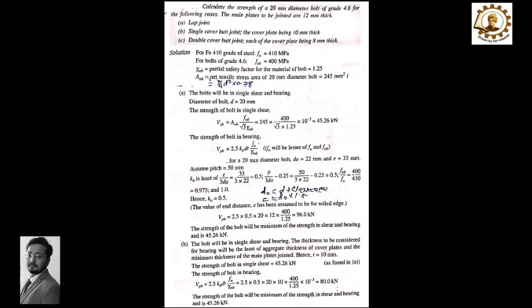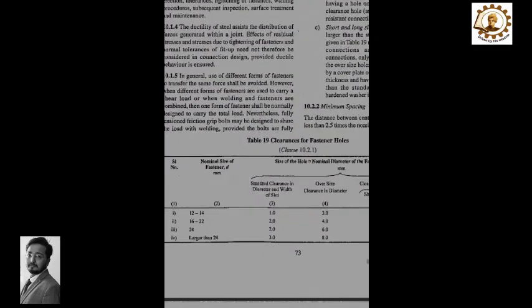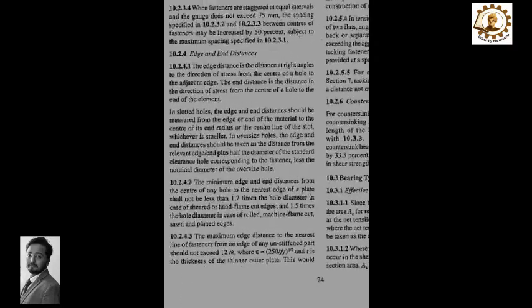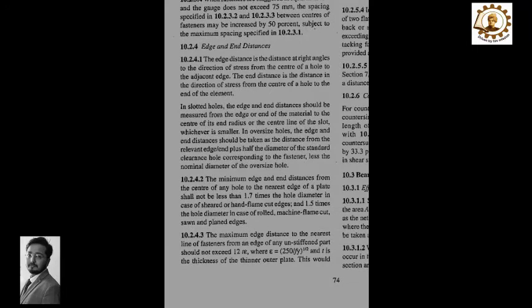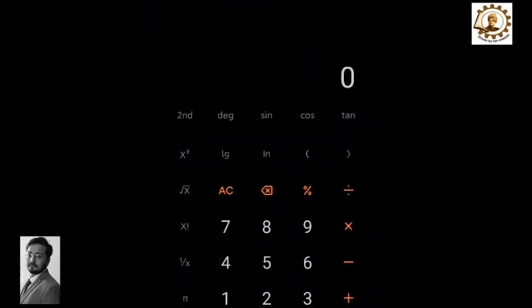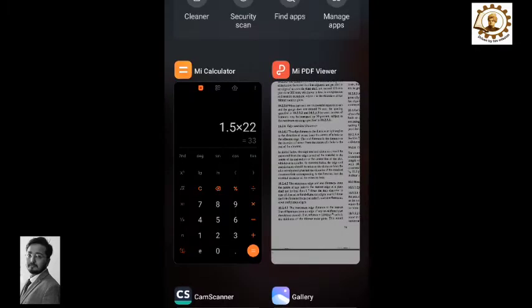And e means the edge or end distance. As per IS 800 2007 clause number 10.2.4.2, it is either 1.7 times or 1.5 times, depending upon the boundary condition. But in this problem there is no boundary condition given, so we may consider 1.7 times or 1.5 times. So let's consider 1.5 times. 1.5 times the bolt hole diameter is equal to 33 mm.